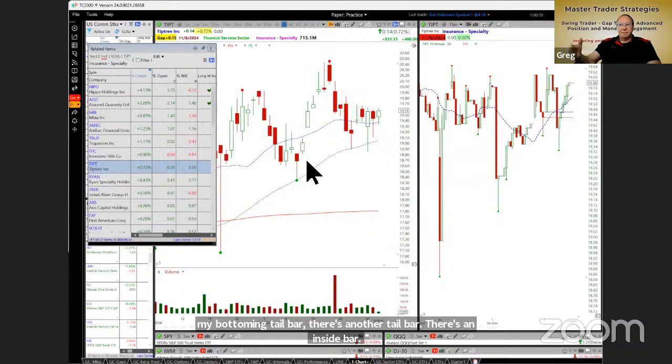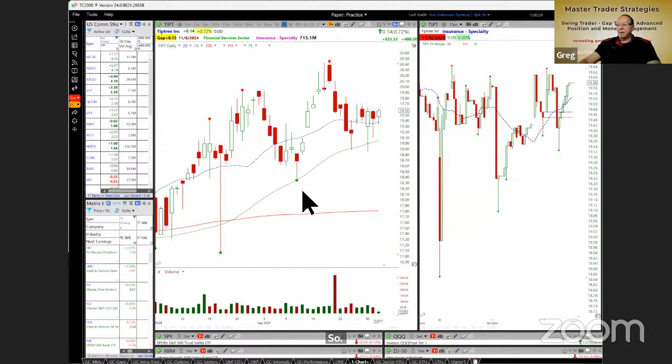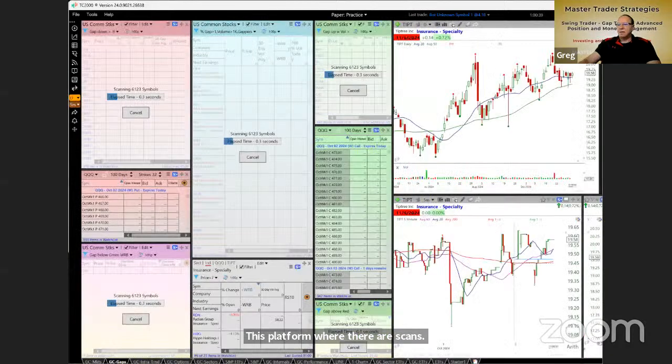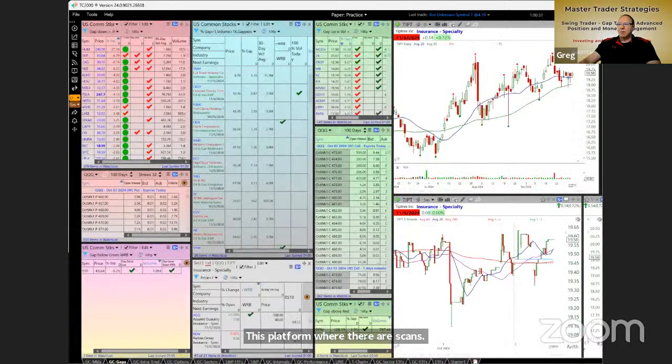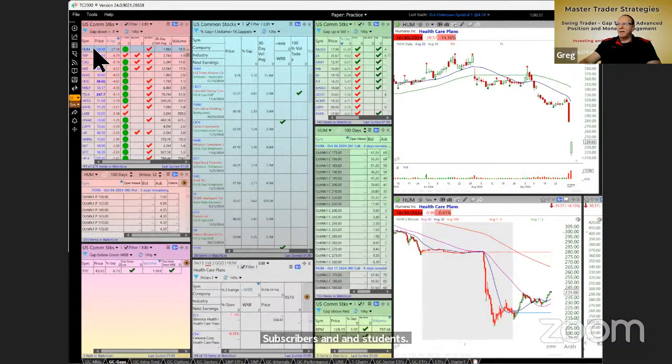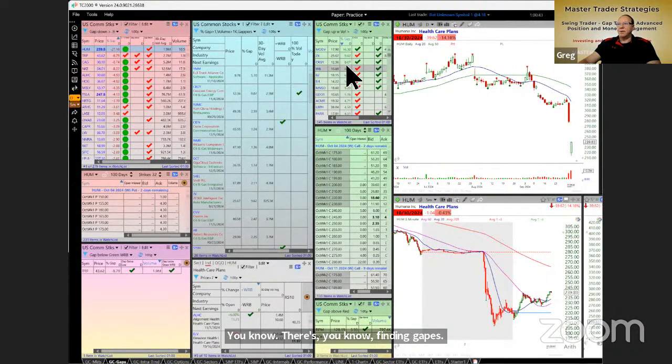So by the way, we could look at other things within this platform where there are scans. You know, there's gaps. We share this with subscribers and students. Finding gap trades is pretty easy. They're there for you to go there and look through. Let me just go back here.